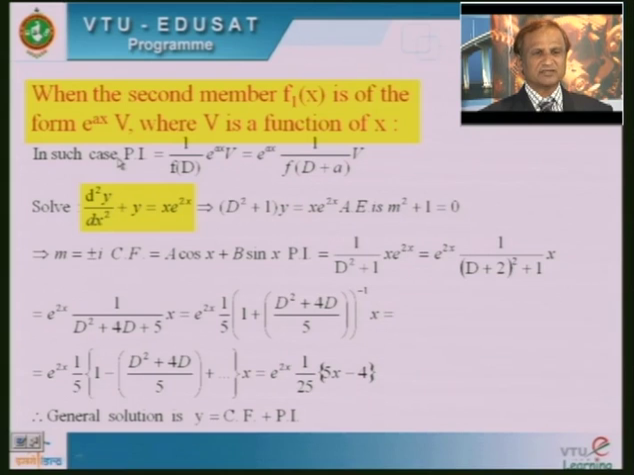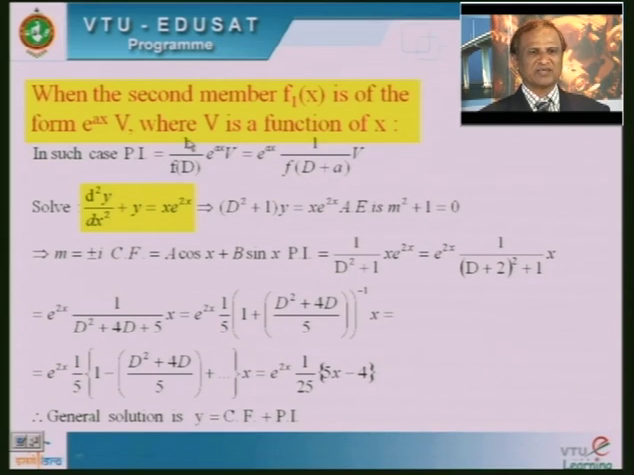Friends, we want to move on to another type, namely when the second member f(x) is of the form e raised to ax into v, where v is a function of x. Is it clear? The right hand side member is of this type. How are we going to calculate the particular integral?